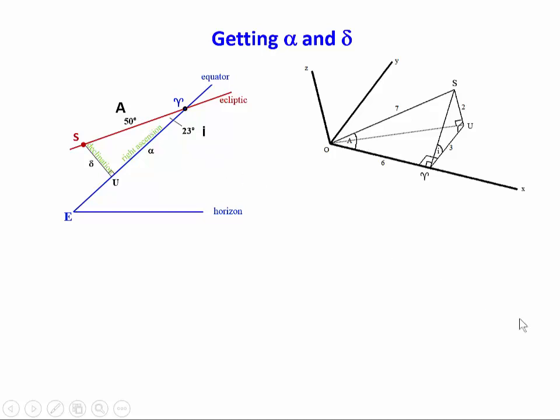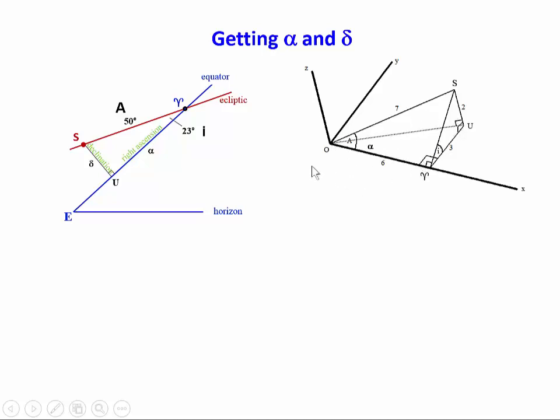And if you need to pause at any point and just think about this, make sure you see the connection between this triangle here and this quadruple here, and then it will probably help if you need to do that. Now alpha is this angle here. It's in the XY plane and it's between O Aries and OU.